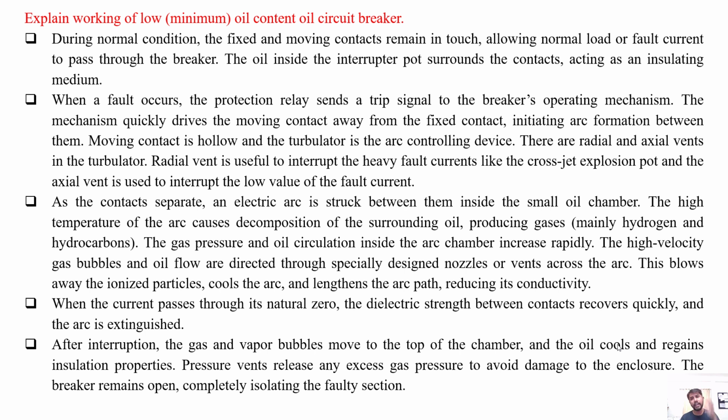There are radial and axial vents in the turbulator. The radial vents are useful to interrupt heavy fault currents, like a cross-jet explosion pot, and the axial vent is used to interrupt low values of fault current, like a plain explosion pot.